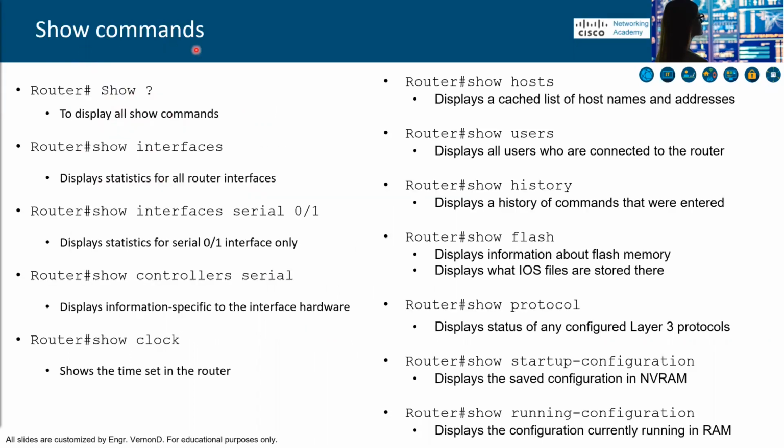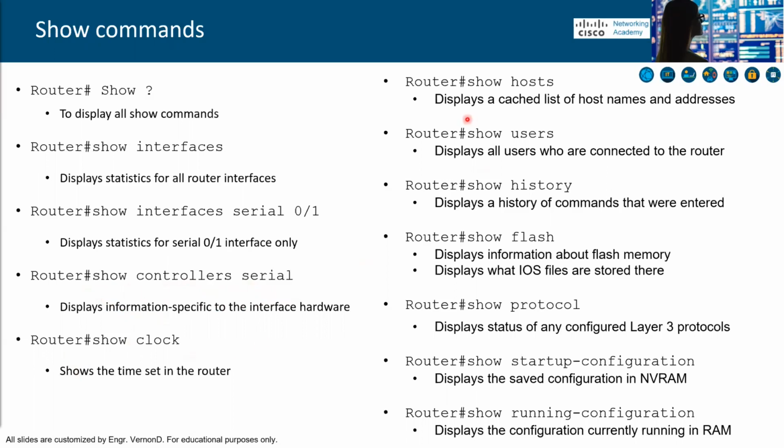These are some of the show commands. To display all show commands, type show ?. To display statistics for all router interfaces, type show interfaces. To display statistics for a serial interface only, type show interfaces serial, then the number of the serial interface. To display information specific to the interface hardware, type show controller serial. To show the clock set in the router, type show clock.